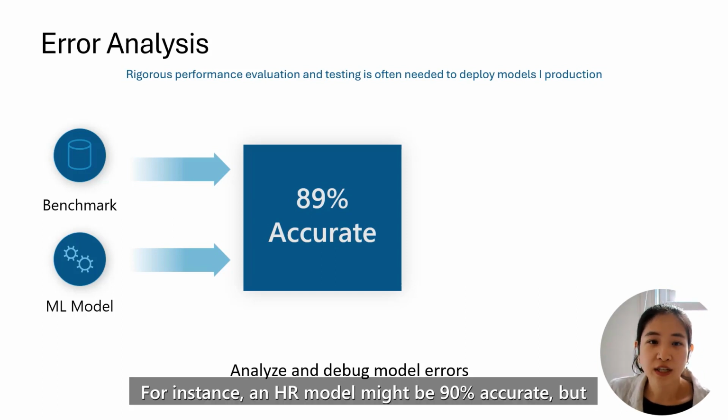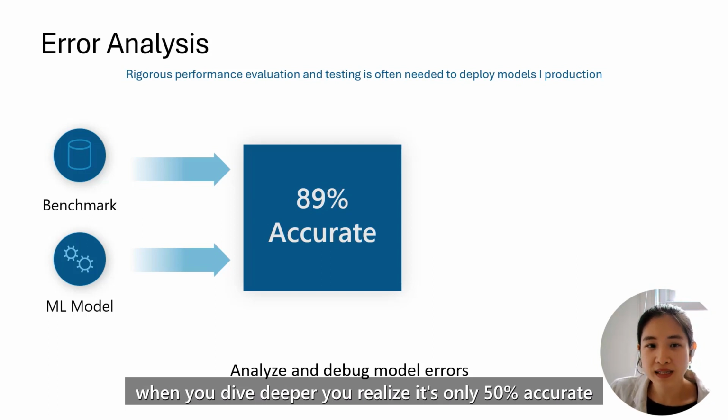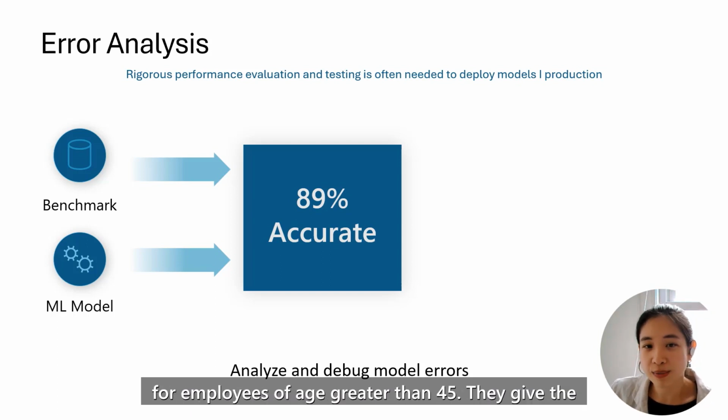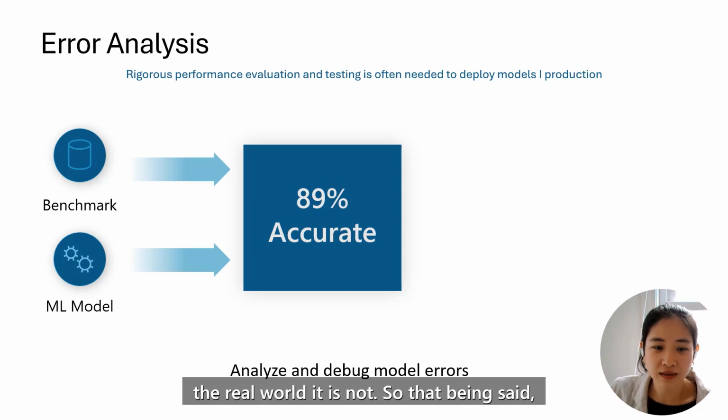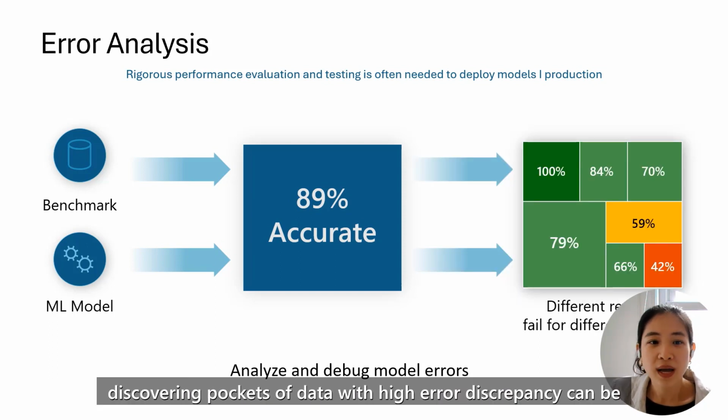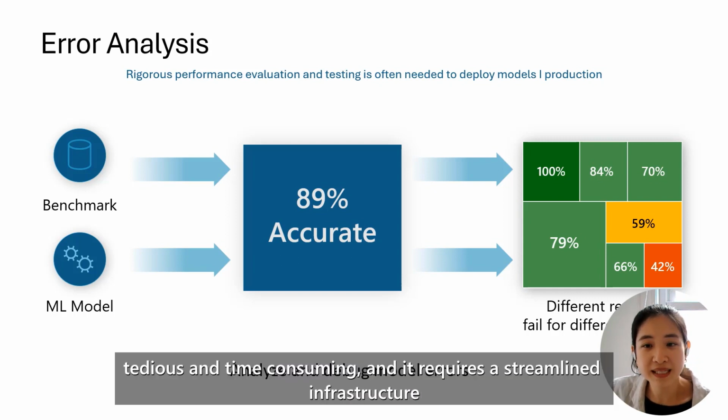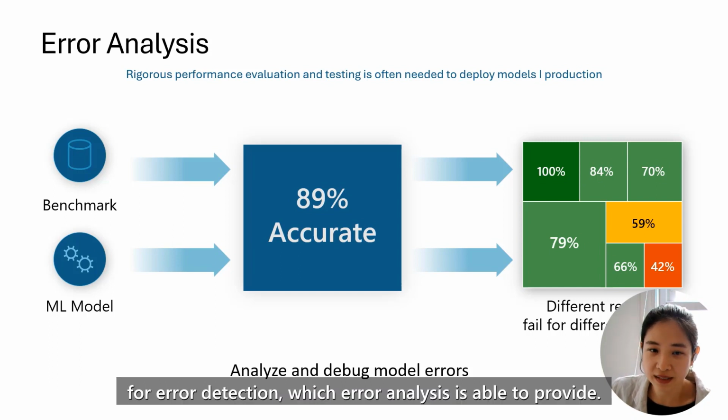For instance, an HR model might be 90% accurate, but when you dive deeper, you realize it's only 50% accurate for employees of age greater than 45. They give the impression that model accuracy is uniform, when we know that in the real world it is not. So that being said, discovering pockets of data with high error discrepancy can be tedious and time-consuming, and requires a streamlined infrastructure for error detection, which error analysis is able to provide.